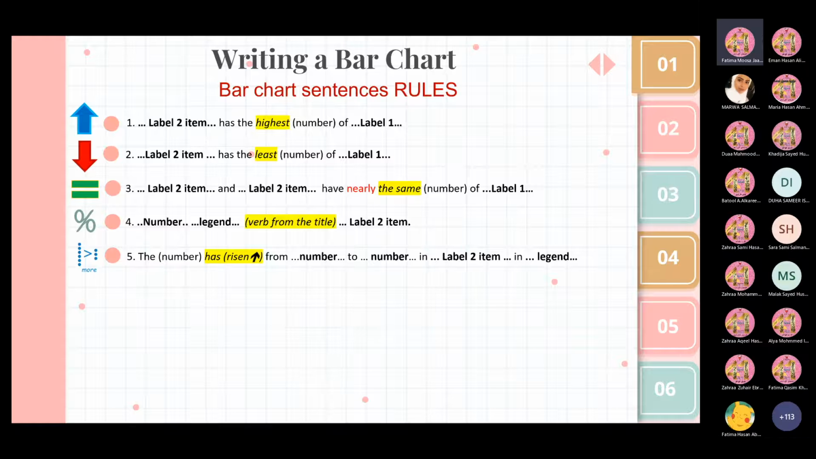And the fifth sentence, look here. We have 3 points and it becomes 6 points. What happened to the number? It's going up. So we will say the number has risen from number to number. The first number will be smaller than the second number because the number is going up. And then we will write label two items, which is one of the months, and the legends, which are the genders here. Okay, who will say the sentence?